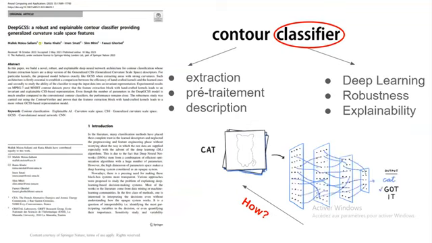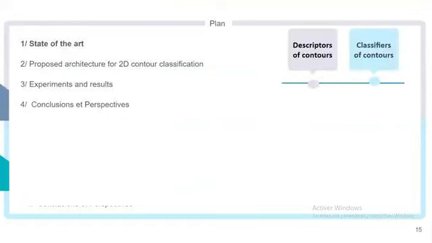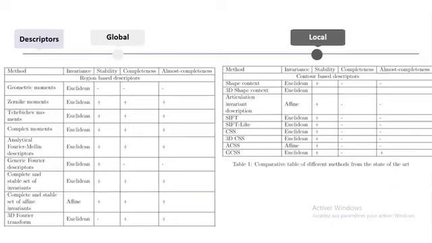or to address this gap in the literature. But before that, we may dive into the state of the art, which is going to be divided mainly in two parts. First, we are going to take a look at the existing contour descriptors, and the second part is about deep contour classifiers. Here we will focus on deep learning techniques.